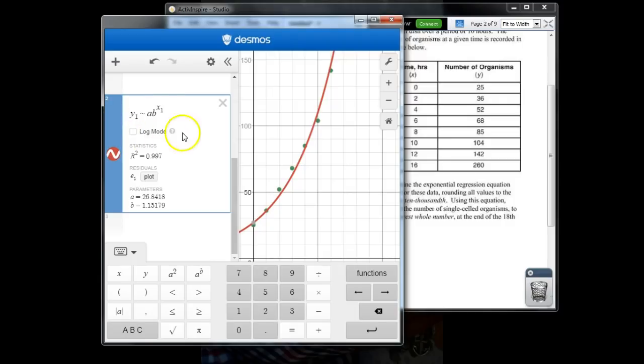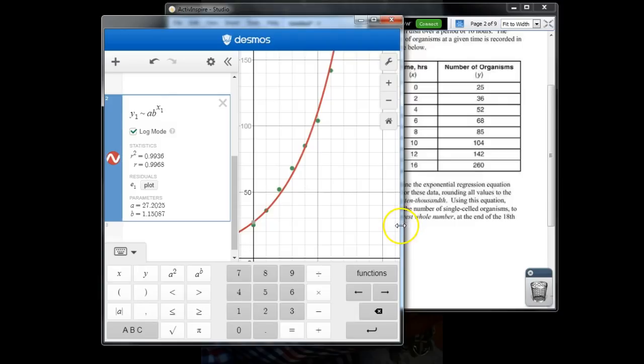Now, when you see this log mode, you have to click it. Click on the thing that says log mode. You do have to click where it says log mode. It's right under it. You see it? You got it? Okay.